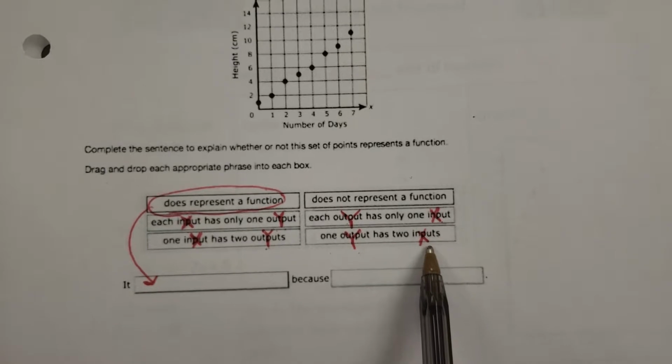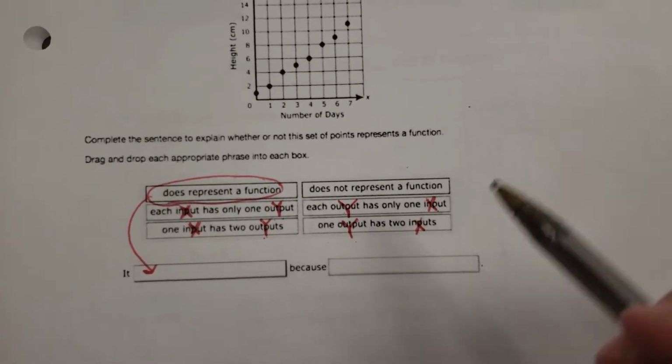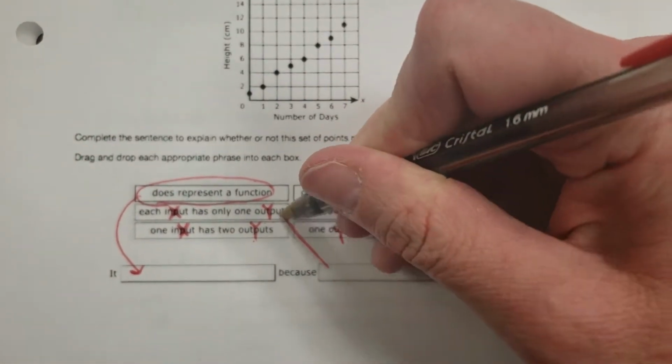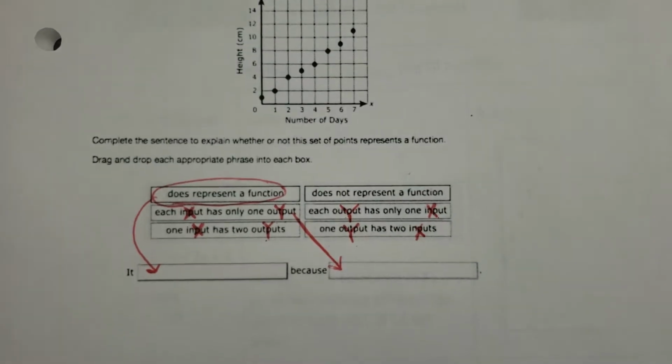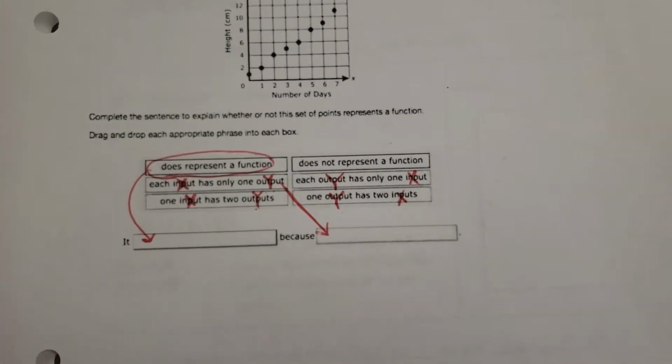One y has two, and that might be the case, but that's not going to prove that it's functional. So which one must it be? Yeah, that's the definition of a function. Each input has only one output, or each x has only one y. Cool. All right. So again, keep these notes nearby. Those will help you with your homework.